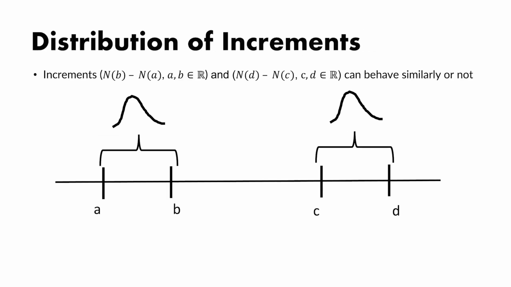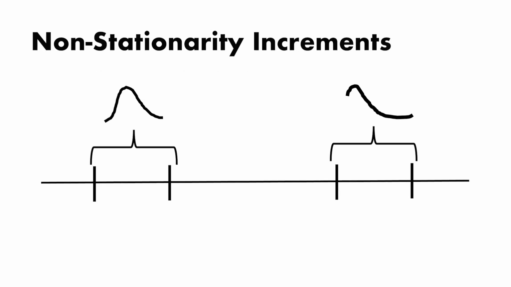Importantly, the increments can behave similarly or not. Two distinct increments, so numbers of failures in different intervals, can follow the same statistical distribution or not. If they follow the same distribution, we call them stationary. Non-stationary increments are increments that behave according to different distributions. The distributions could even be from the same family. For example, they could be two normal distributions, but one is parametrized in one way and another in another way. In that case, we have non-stationary increments.